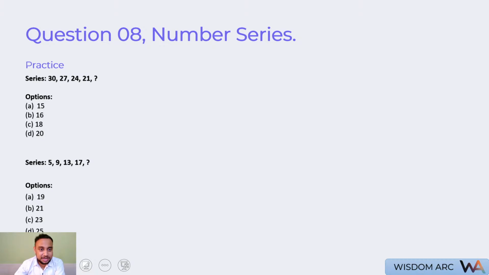The next question is here. Go ahead and solve this. From 30 to 27, how can you get? Minus 3. Same here, minus 3, minus 3. So we will have minus 3. That is 18. Okay.